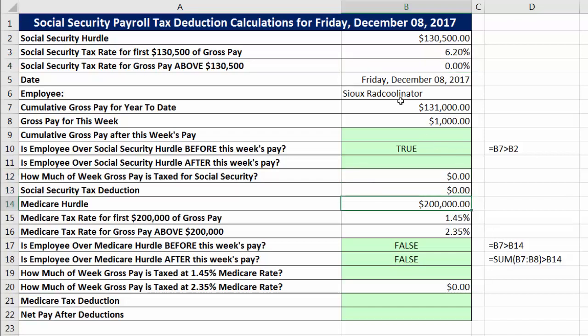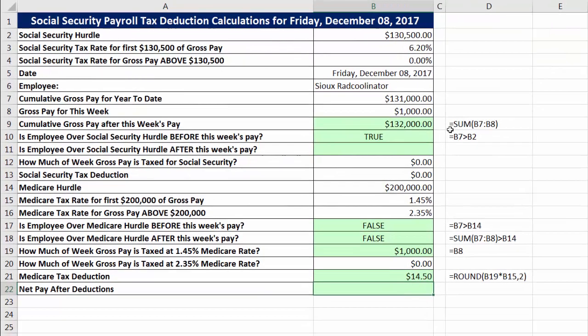Now for Sue, December 8th, we still have to worry about the Medicare hurdle. If I alt equals, we can clearly see that's 132. Both, I've already made the calculation, are below the limit. So for the tax amount at 1.45% equals the full amount. That means our tax is going to be, please round, the full amount times the 1.45, comma, 2, close parentheses, and enter.